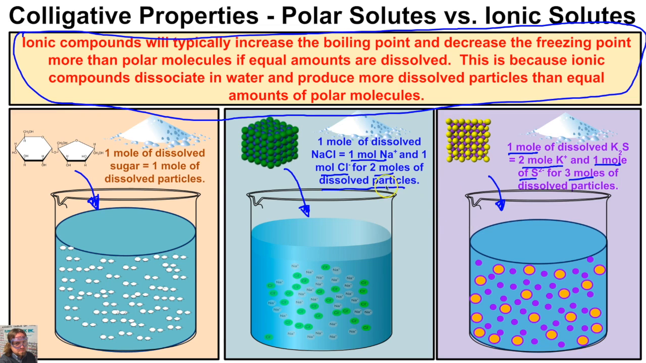So if we asked which of these 3 solutes will cause a higher boiling point elevation and a lower freezing point depression, it's going to be this one right here, because there's going to be 3 moles of dissolved particles in here, only 2 moles of dissolved particles in here, and only 1 mole of dissolved particles in here. So what we can do is use a formula to calculate the boiling point elevation and freezing point depressions of different aqueous solutions that have different types of solutes dissolved in them. So let's take a look at that right now.